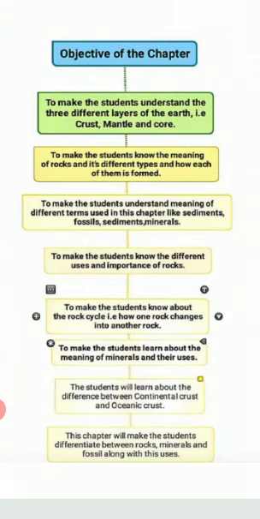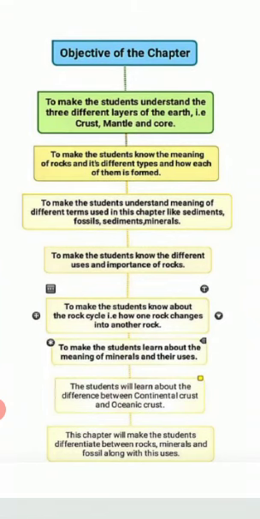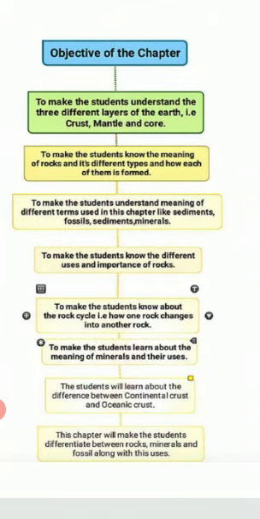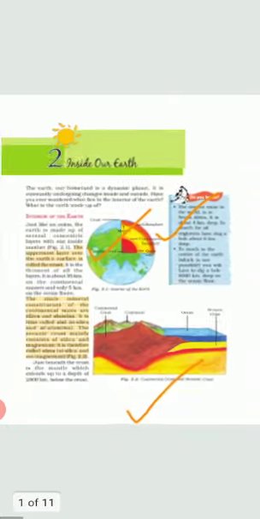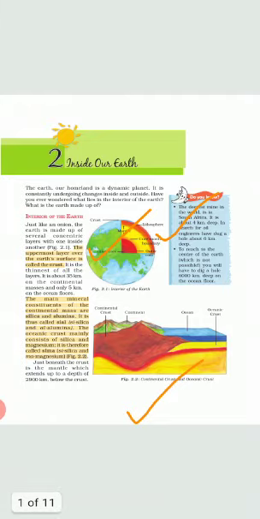Another objective is that you will be learning about the rock cycle, that is how one rock changes into another rock, under what conditions one rock is changing into another form of rock, and again from that rock it changes to another kind of rock. You will be learning about the difference between continental crust and oceanic crust. And at the end, you will be able to differentiate between rocks and minerals. So let's begin with the chapter.